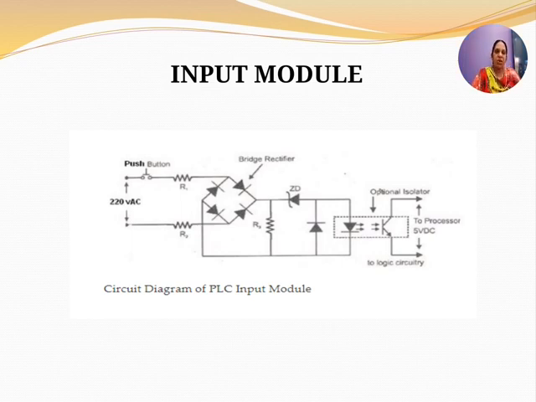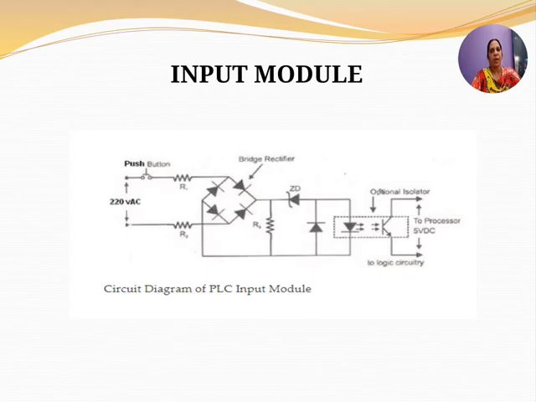So this is the circuit diagram of your input module. We have an AC source. AC is converted into DC using a bridge rectifier circuit, a full wave rectifier circuit. Then we have a Zener diode voltage regulator and an isolator circuit. The isolator circuit output is 5 volts DC, which is given to your processor.